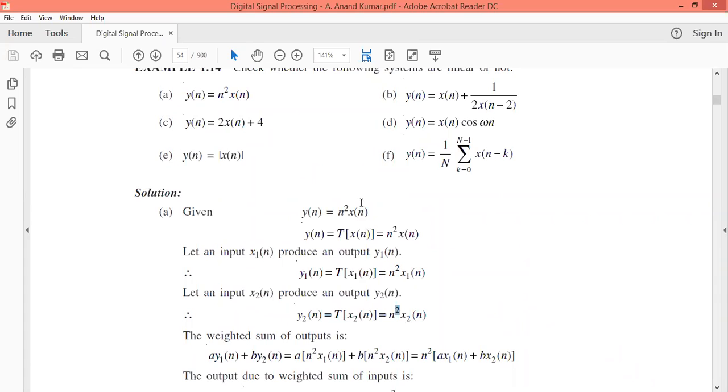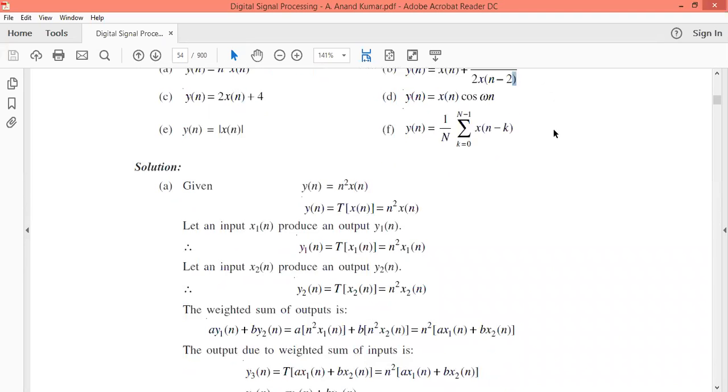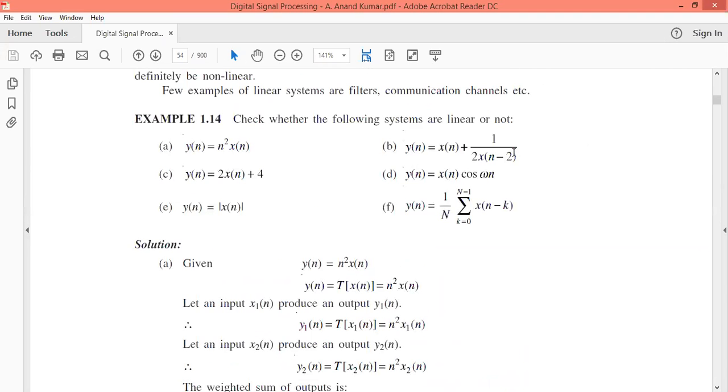Now, similarly, you take the second example here: y(n) = x(n) plus 1/2 x(n-2). This type of problems are very important. What is our first step now? Wherever we have x, substitute x1 and write the output as y1. The second step is wherever we have x, substitute x2 and write the output as y2.